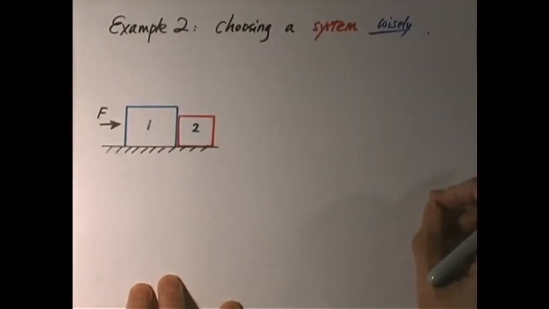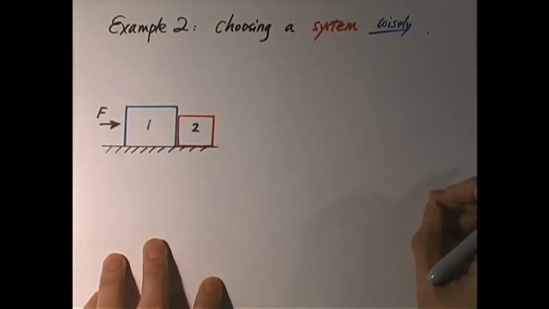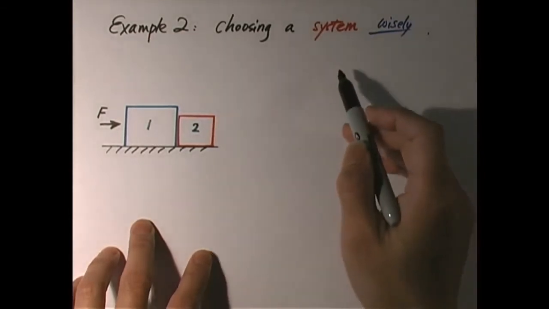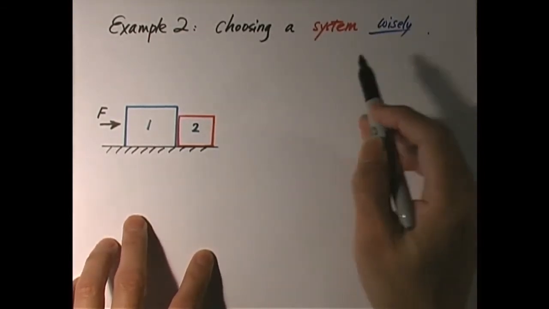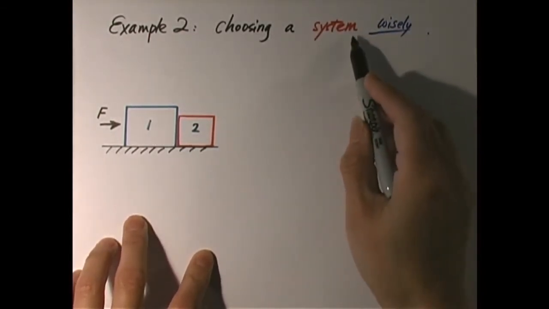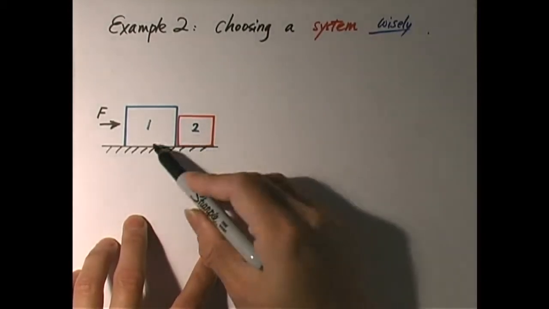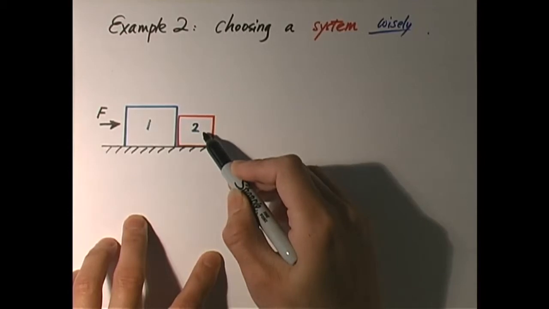Now let's take a second example. This example is also very simple. It refers to our choice of the system itself. Now, this often happens when we have more than one object undergoing the same acceleration.